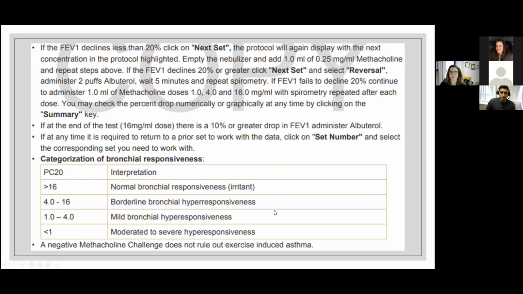This is our simplified table for the PC20. If it's greater than 16, that's normal bronchial responsiveness. Between 4 and 16, it's borderline. 1 to 4, it's mild. And less than 1, we can consider that marked or moderate to severe.